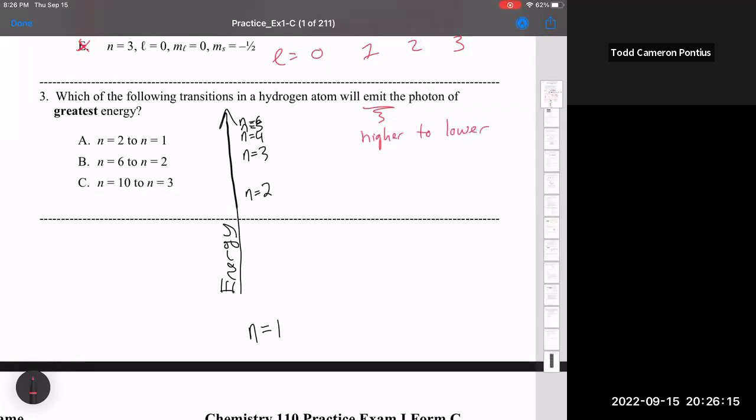This is sometimes a way of eliminating some answer choices. In this case, they're all higher to lower, but so the answer is going to be A, because this energy gap from 2 to 1 is greater than the energy gap from 6 to 2 and from 10, which is not pictured, to 3. 2 to 1 is bigger than the rest of the graph, okay? You technically could use the Rydberg equation to calculate these, but it's not necessary. These types of problems can always be solved with this sort of approach.